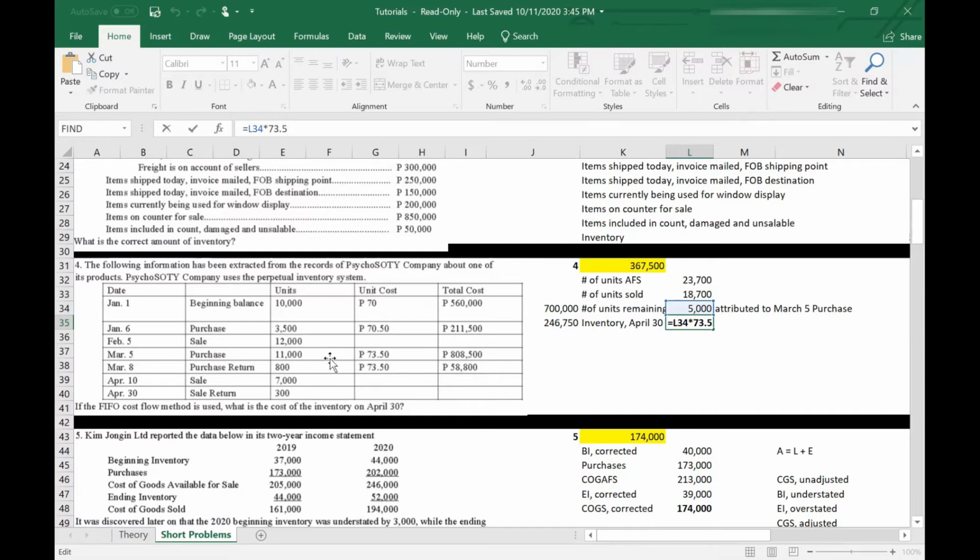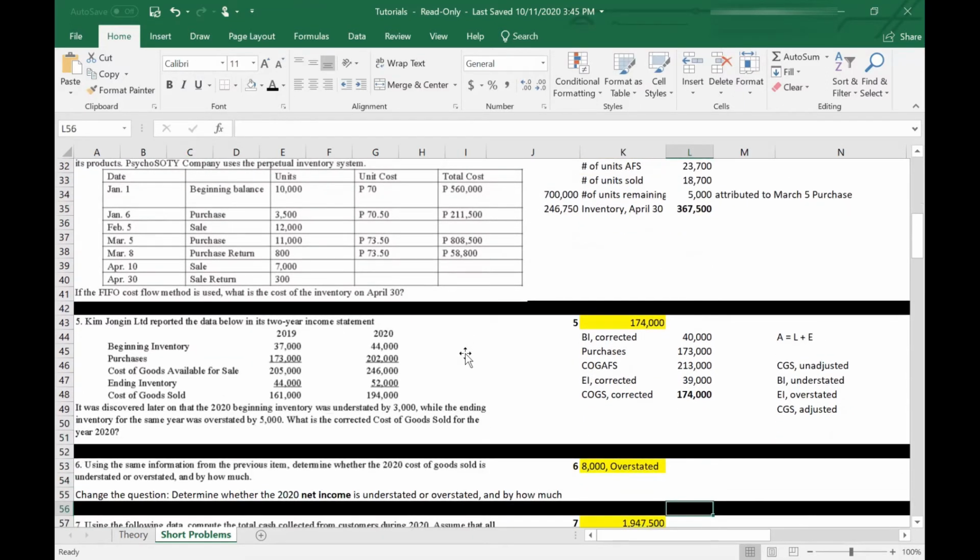And what's the unit cost? 73 pesos and 50 centavos. So you just multiply 5,000 by 73 pesos and 50 centavos for you to get the cost of ending inventory. That amounts to 367,500. So that's the answer for this problem.